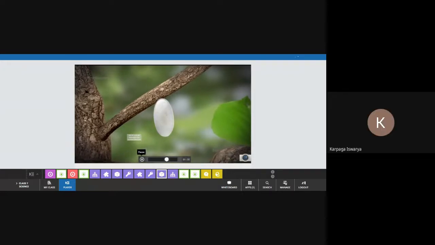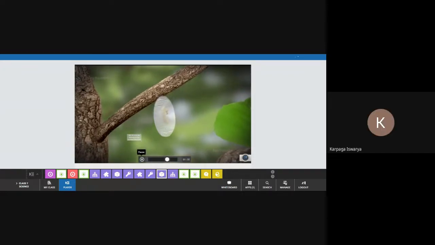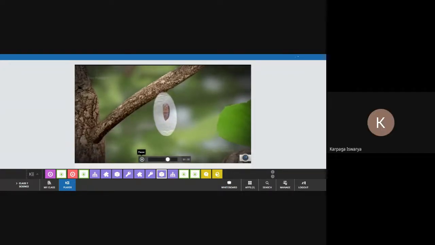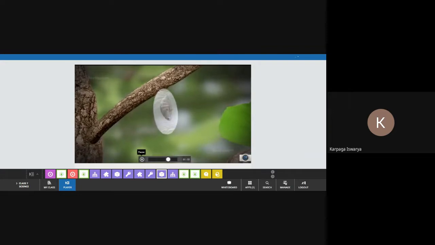Inside the cocoon, the caterpillar will change into a pupa. Gradually, the pupa will change into an adult moth. The adult silk moth will break open the cocoon and emerge from it. Yeah, exactly. See here, this is an adult moth, and this adult moth opens this cocoon and comes out. So we are actually not waiting until this adult moth comes out.